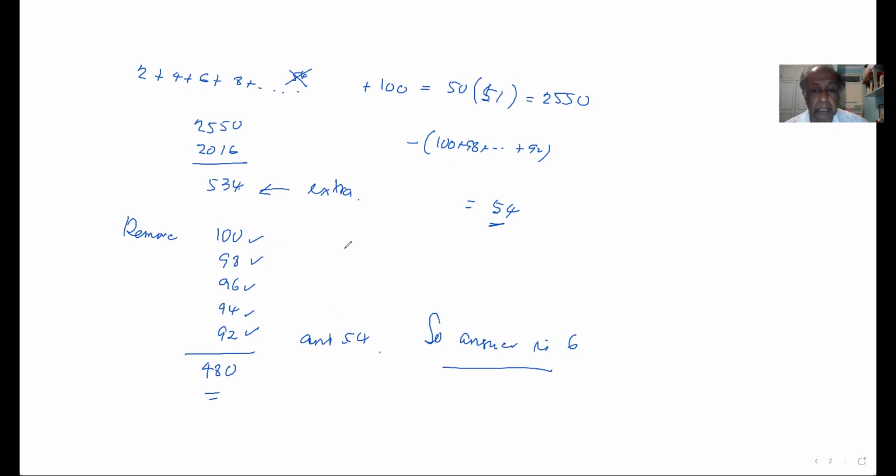Of course, there are many ways of doing it, but this is one particular way, because you need to get the smallest number of numbers which add up to 534. And I'm sure there are many, many ways of getting to that.